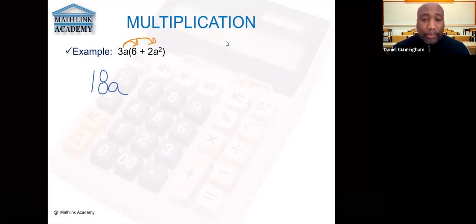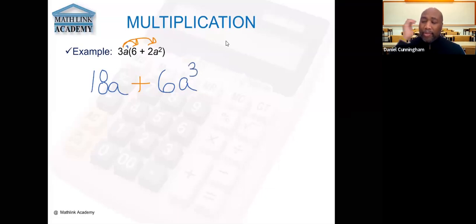2a squared. Multiply the coefficients, which are the numbers, and let me just put that plus and then change this to blue so we're on the same page. So 3 times 2 is 6. And now don't forget there's an a. So we've got to do a times a squared. We know the base is a, and there's an invisible 1 up here. So it'll be 1 plus 2 is 3. And so in this case, my final answer will be 18a plus 6a cubed.